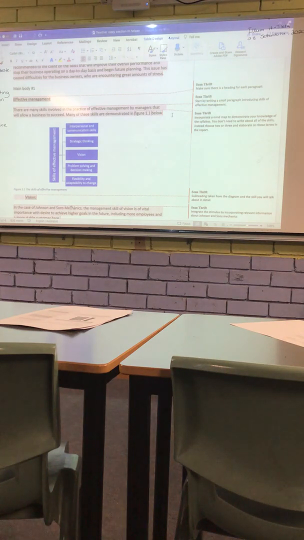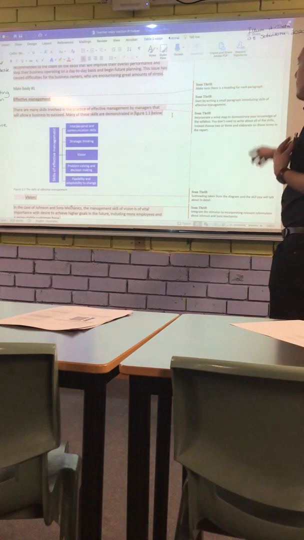This is stick figure. Breaking this down, okay, our main body paragraph would be about describing the skills of effective management. So before we go into very specific skills, we have to give a very general overview. Okay? Making sure that you've got your heading. You don't have to put main body 1, that's just for the sake of this. Making sure you have a heading for each one of your major paragraphs.